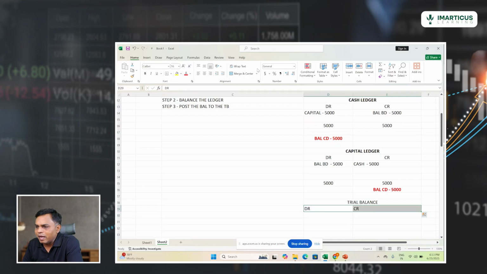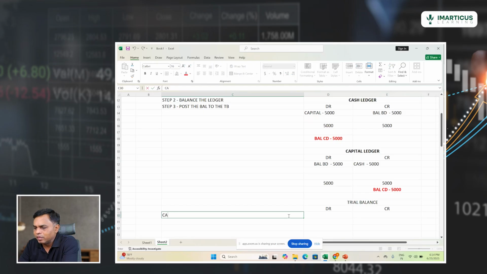Now I will move the ledger balances to the trial balance. What is the first one we have? We have cash. Is cash having a debit balance or a credit balance? The cash is having a debit balance. So I say this is cash 5,000 debit balance. Then the second concept we have is capital. Is capital a debit balance or credit balance? We have a credit balance. So capital is 5,000.